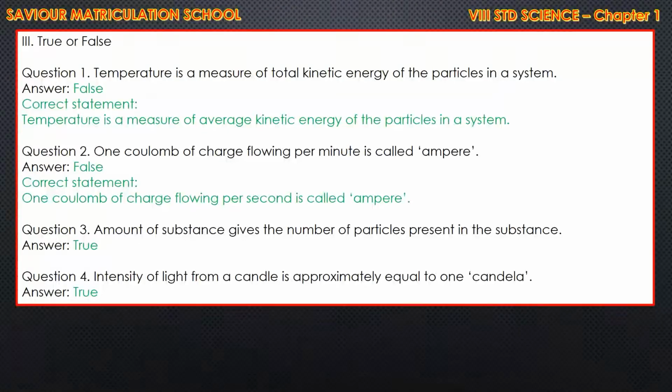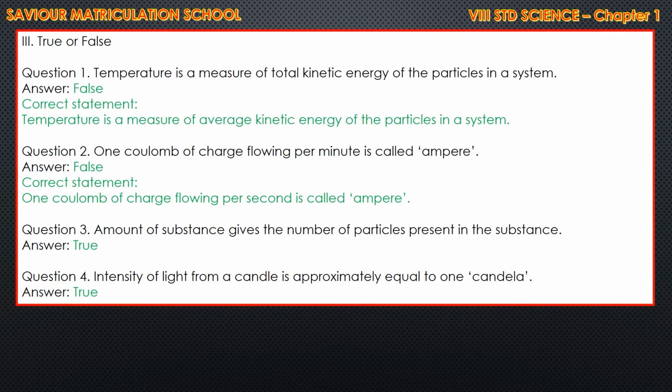Then true or false. First one, temperature is a measure of total kinetic energy of the particles in a system. The answer is wrong. False. Correct statement, temperature is measure of average total kinetic energy. No. In the place of total you have to write average. So circle out total and write average. Clear, children? We are writing the answers like that only.